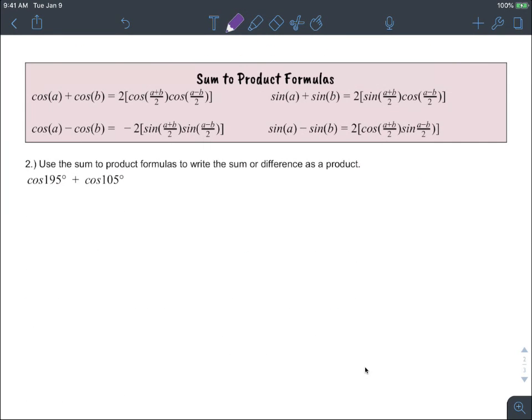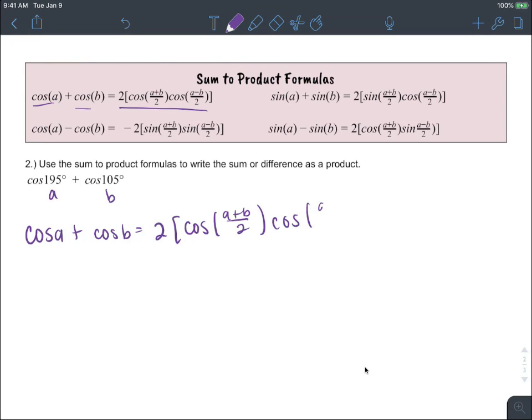Okay, number 2 is an example of a sum to product. So I'm adding two trig ratios together. When I rewrite them, I get the product of two trig ratios. So we're going to call this angle A and angle B. From the formulas above, I can see that the cosine of A plus the cosine of B is equal to 2 times the cosine of A plus B over 2, so like averaged, times the cosine of A minus B over 2. Okay, so let's do this.